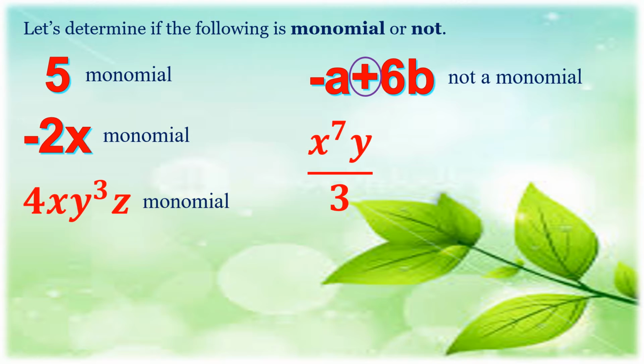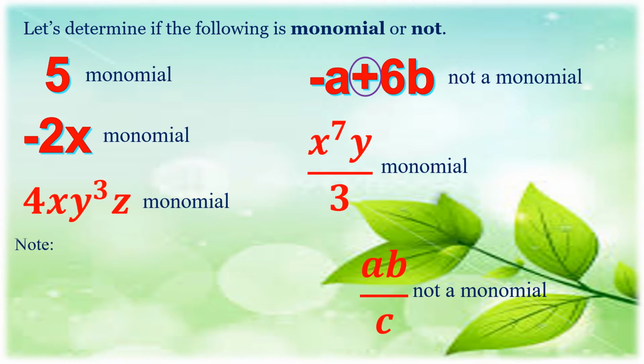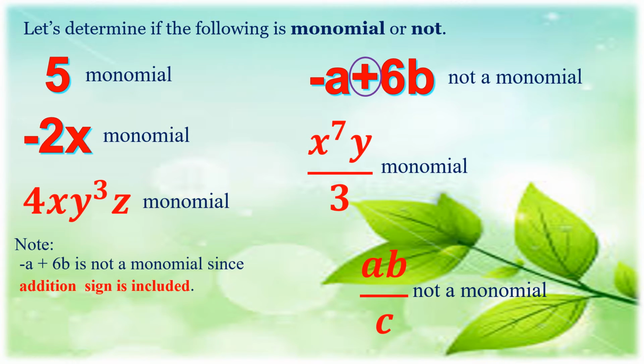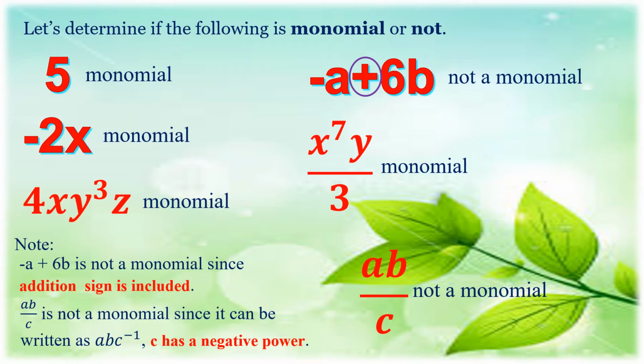How about x to the seventh y over 3? Is it a monomial or not? Correct, it is a monomial. How about the last one, ab over c? Correct, it is not a monomial. Note that negative a plus 6b is not a monomial since addition sign is included, and that ab over c is not monomial since it can be written as ab raised to the negative 1, and c has a negative power.